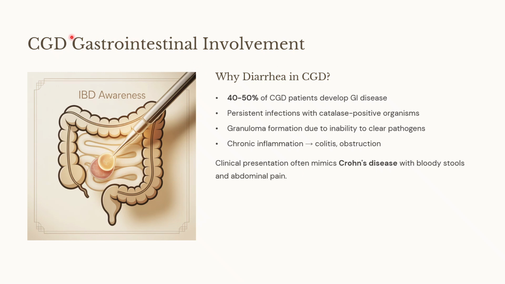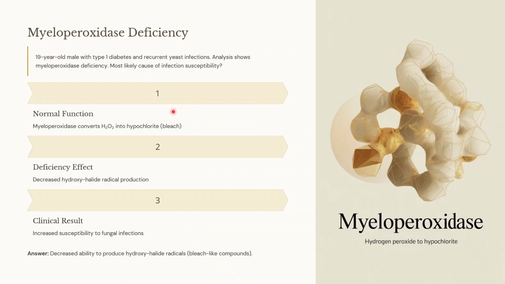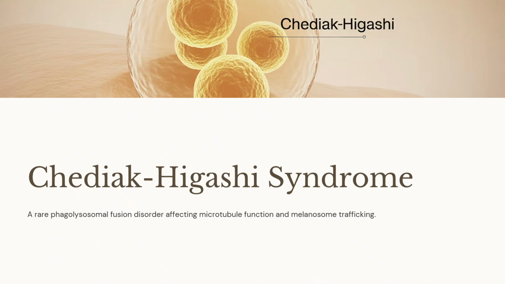Why do patients with chronic granulomatous disease have diarrhea? It is because of the persistent infections with catalase positive organisms. Sometimes this diarrhea can even be mistaken for Crohn's disease. What about myeloperoxidase deficiency? Myeloperoxidase will convert H2O2 into hypochlorite. So there is decreased hydroxyhalide radical formation. Therefore, there is increased susceptibility to fungal infections and all the other infections too.